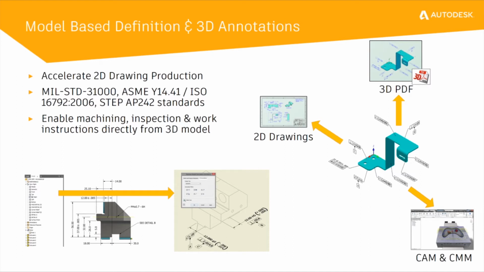So clearly you'll be able to do what we call just derivative outputs, where you can make your 2D drawing and you can leverage the 3D annotations to predefine, with design views in your assembly, or with your Inventor part files with design views. You can go to 3D PDF or STEP 242, or you can go directly to CAM and CMM that are able to accept this type of data.